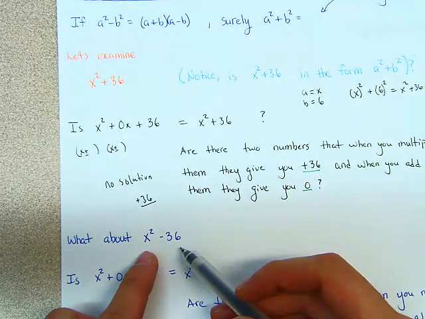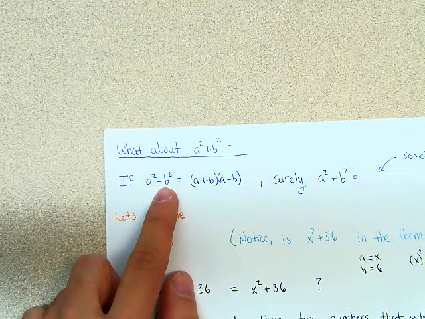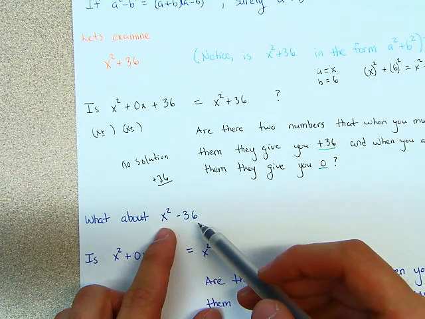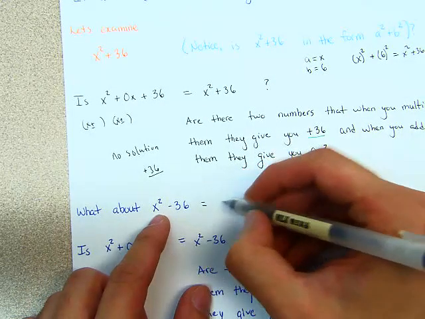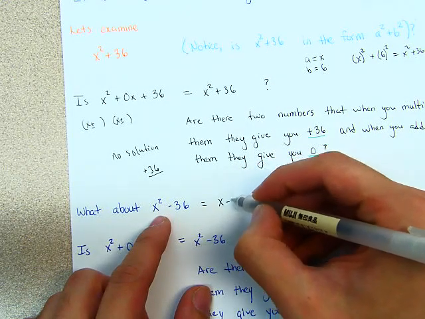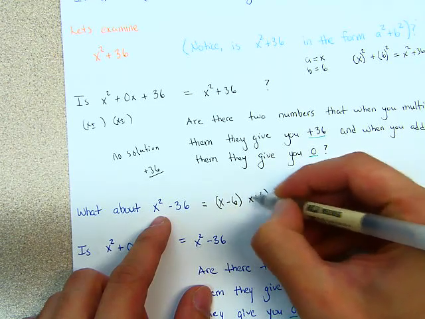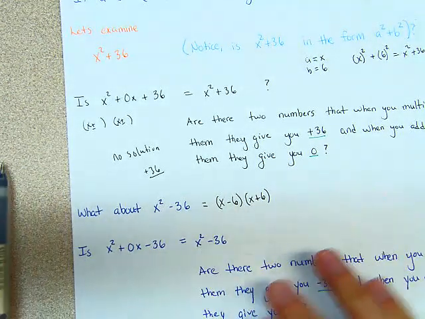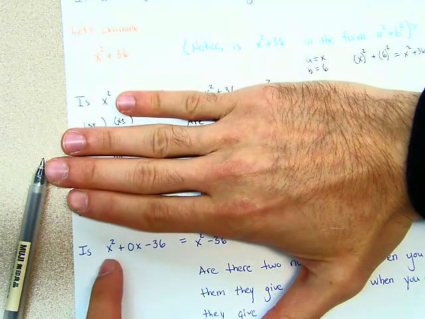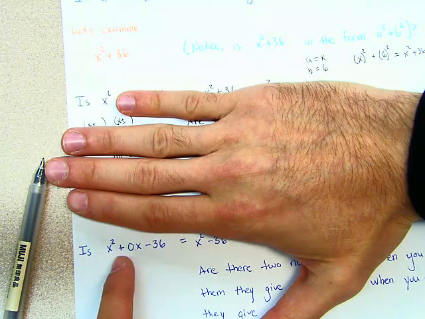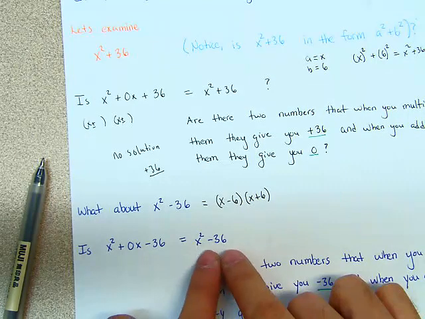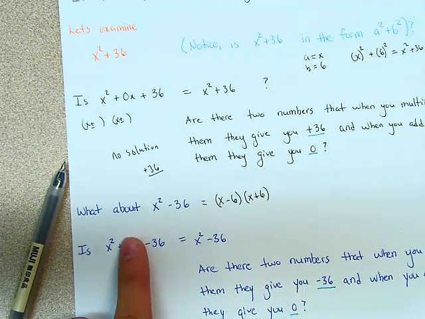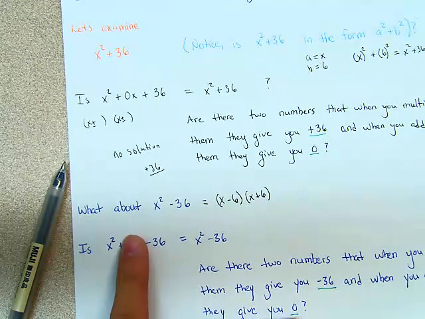But as we noticed in the last lesson, you had a squared minus b squared, and that was a plus b times a minus b. Let's examine this. If we have x squared minus 36, following that pattern, what will it be? It'll be x minus 6 and x plus 6. That's the pattern. But let's take a look at this: is x squared plus 0x minus 36 the same as x squared minus 36? Are these two the same? They're the same. It's just that 0x, that's just 0.